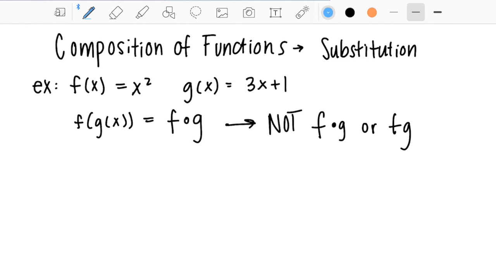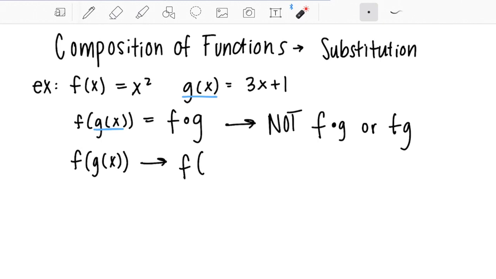So think back to substitution. Normally we usually see f of x as our function, but instead of x, we have g of x inside of our function. So we're going to substitute g of x for what that function actually represents, which is 3x plus 1.